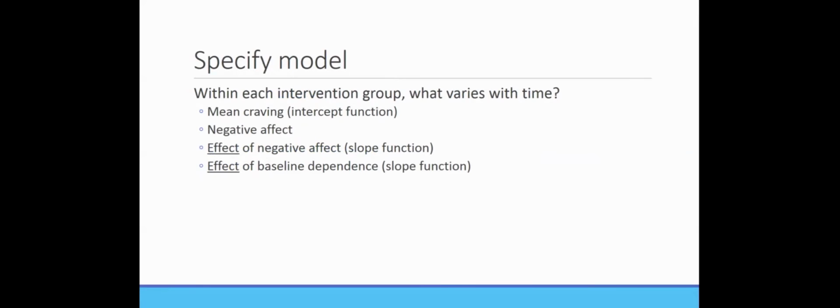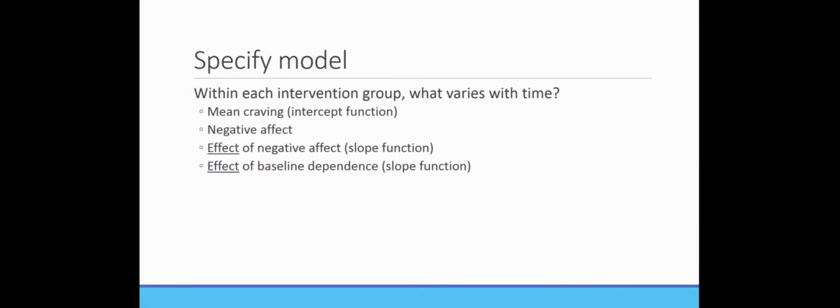Next, we specified our TVEM, our time varying effect model. We had to think about, within each intervention group, what do we really think varies with time? We have to specify this as scientists, right? First of all, of course, we think that our mean craving over the 2-week period after quitting changes with time. So that's our intercept. We are not going to estimate an intercept; we're going to estimate an intercept function as a function of time.